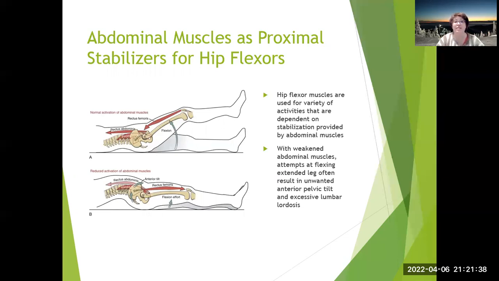So by stabilizing with the trunk flexors, it allows you to get a better leg lift. So that can be really relevant for people being able to do their activities of daily living without exacerbating their back pain. So super important to have strong abdominal muscles as stabilizers for hip flexion.